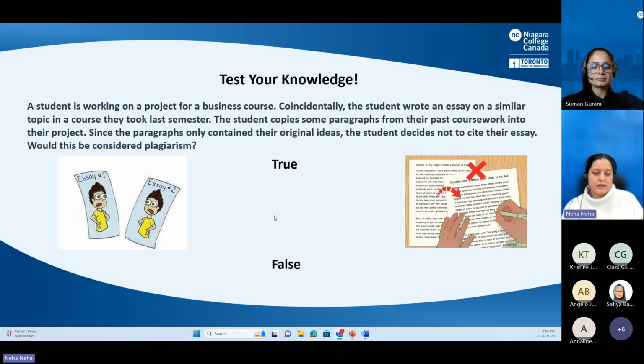Okay, the next question is, a student is working on a project for a business course. Coincidentally, the student wrote an essay on a similar topic in a course that they took last semester. The student copies some paragraph from their past coursework into their project. Since the paragraph only contained their original ideas, the student decides not to cite their essay. Would this be considered plagiarism? You can write your answers in the chat box.